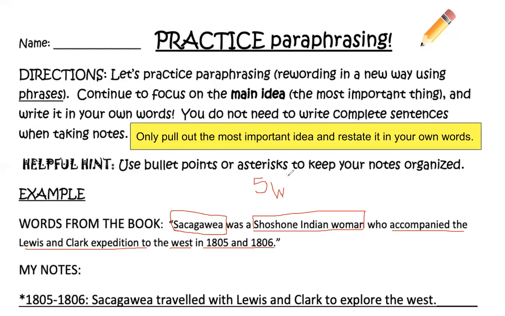Who is it? Sacagawea. Who is she? She's an Indian woman. What did she do? She accompanied the Lewis and Clark expedition. Where? To the West. And when? In 1805 and 1806. All right, so once I have the 5 W's pulled out, I have what I need.